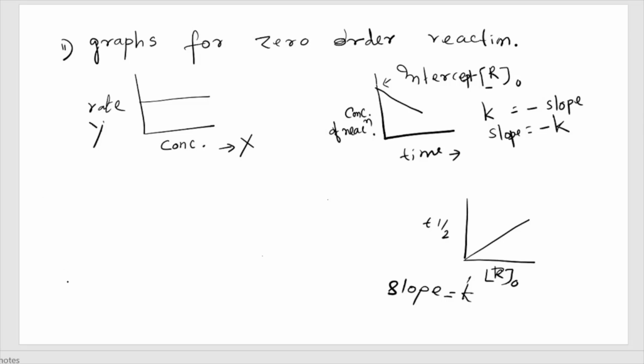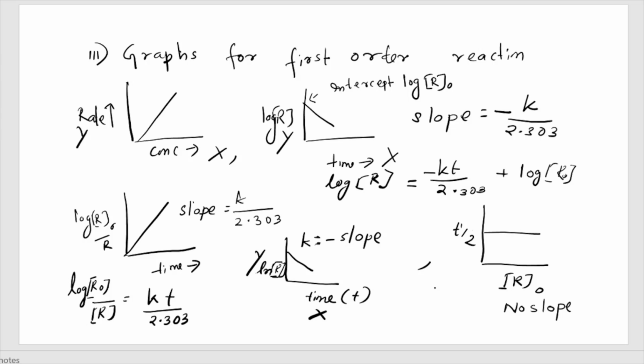Now you can see here the t half, the half-life period versus initial concentration. You find the graph comes from the origin as a straight line, and here slope equals k. Then come to first order reaction, where rate versus concentration is plotted. This is the y-axis and this is the x-axis, and here the straight line comes from the origin.